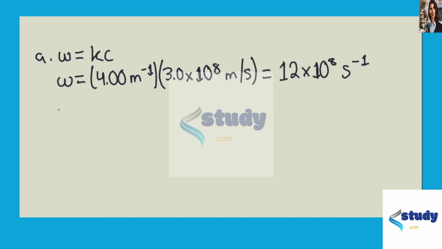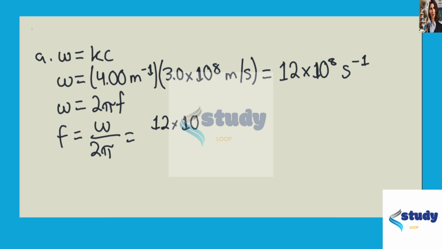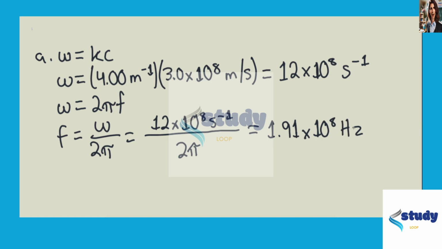We can say that another formula for the angular frequency would be 2 pi f. So we can then find the frequency f. This would be the angular frequency divided by 2 pi. And so this would be 12 times 10 to the eighth per second, divided by 2 pi. So this is equaling 1.91 times 10 to the eighth hertz. This would be the frequency of the electromagnetic wave.